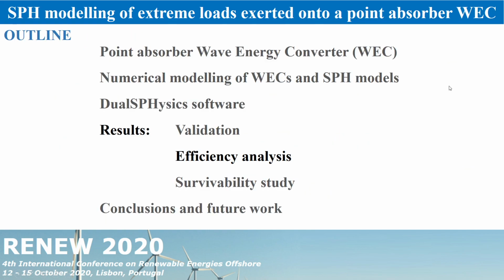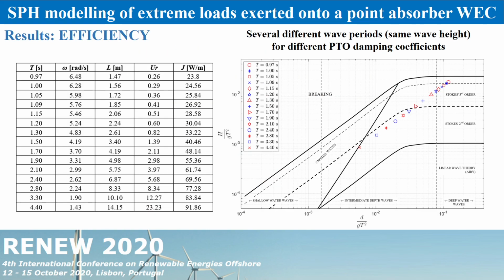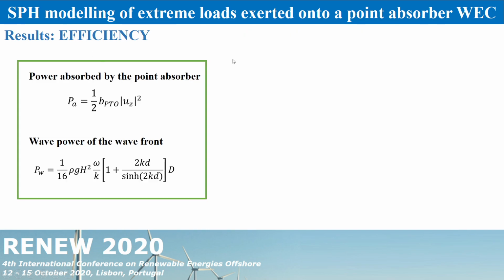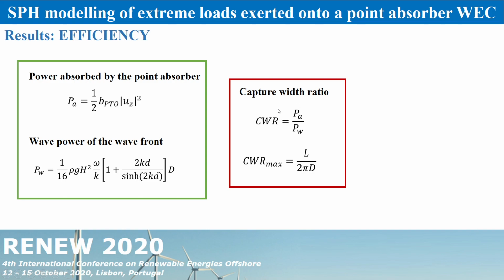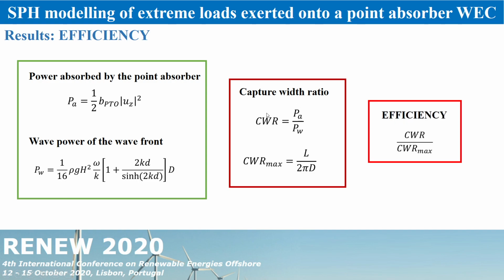So let's move now to the efficiency analysis. We can do efficiency analysis simulating different wave conditions. In this case, we are going to use different wave periods, same wave height as before, for the different PTO damping coefficients. So you can see here the list of all the different periods. We are going to define the efficiency as the power absorbed by the point absorber divided by the wave power of the wavefront, using the capture width ratio. Or we can use the capture width ratio divided by the maximum capture width ratio. That's the same. I'm going to use this in the figures, but we could have used this value, of course.